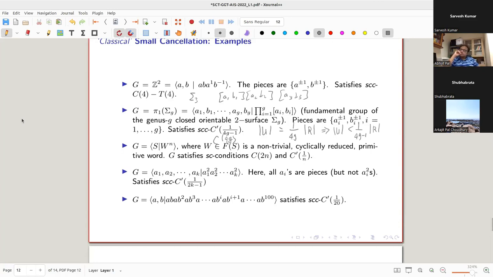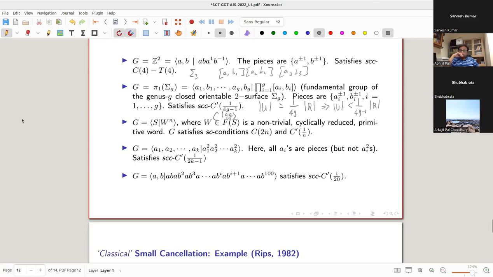So it's a C prime 4G minus 1 and C4G group. Now this example I'm leaving for the time being. I'll come back to this later.